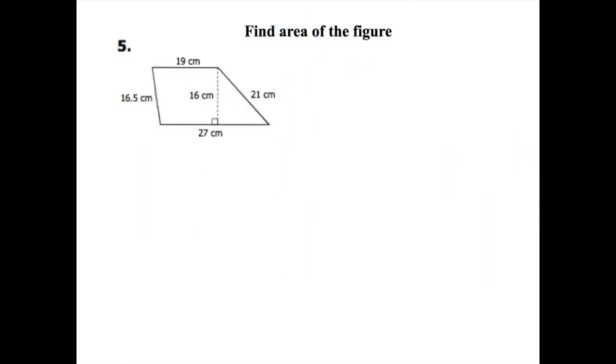First we ask ourselves, what are we supposed to do? And we're finding the area. The next thing we want to do is figure out what shape this is. This is a trapezoid. So what we do is we write down the formula from the formula sheet. And the formula for a trapezoid is 1/2 the height times the sum of the bases.